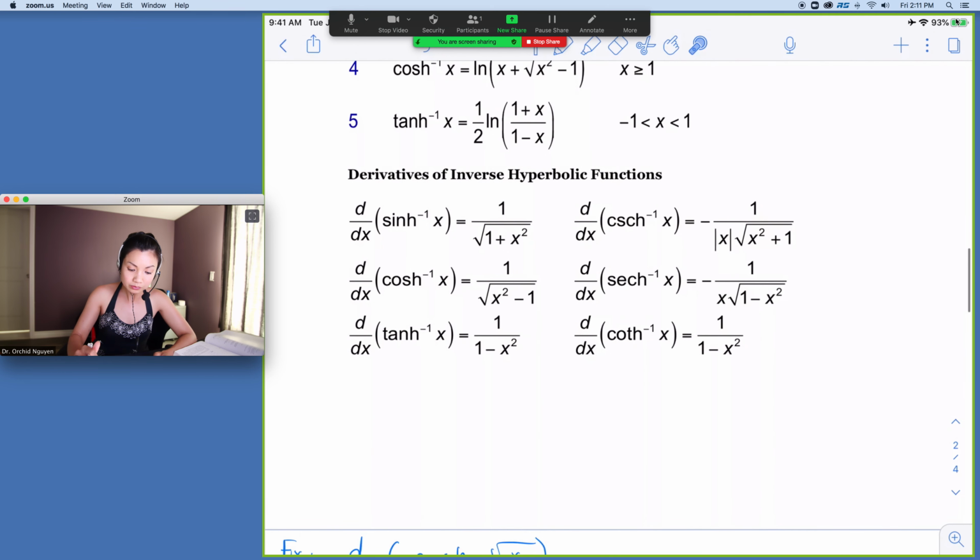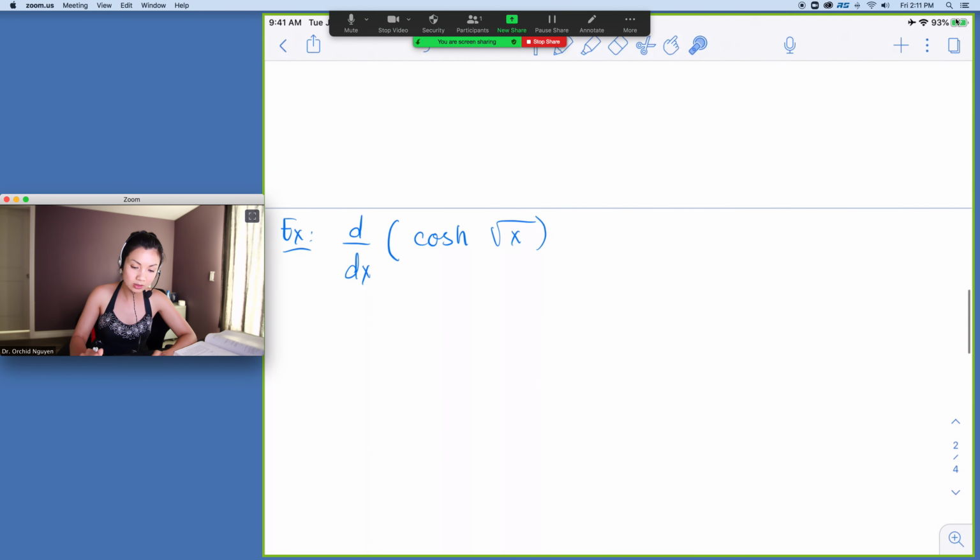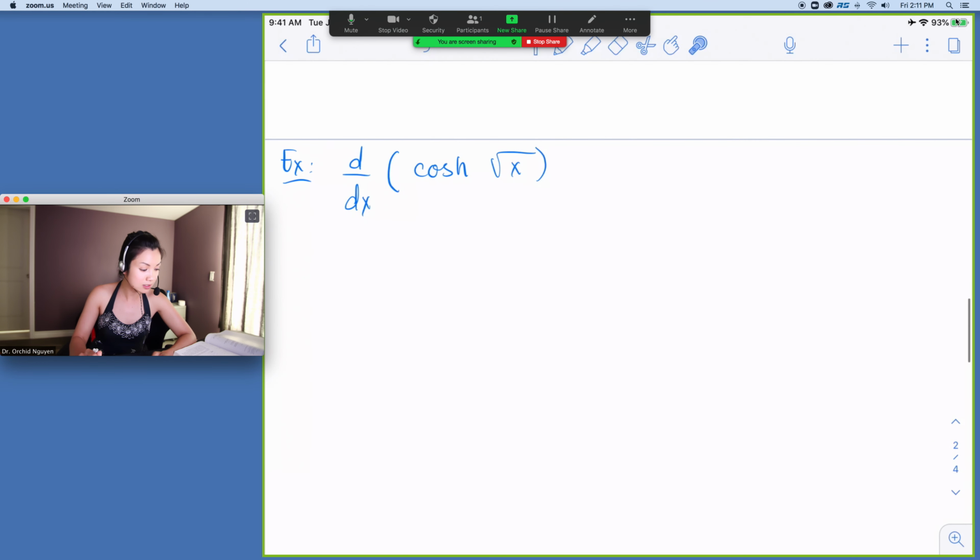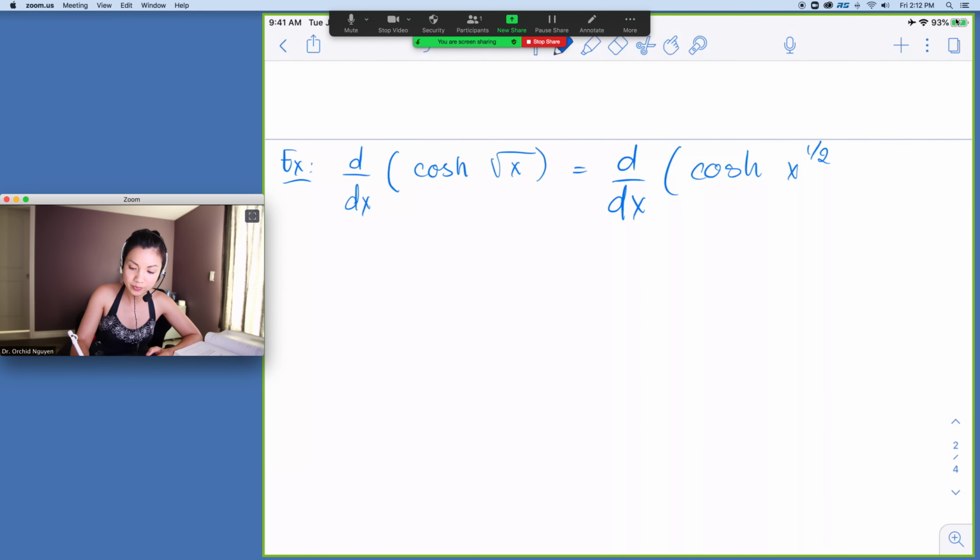Okay, now let's take a look at this example. The reason I want to go over this example is because we still have to apply the chain rule here. So what do we have? I'm just going to rewrite this as x to the 1/2.